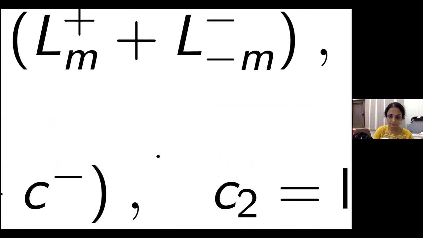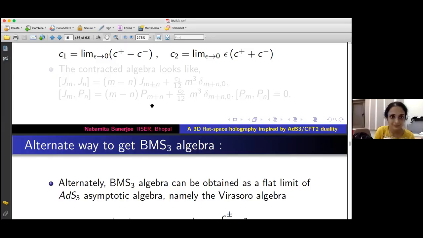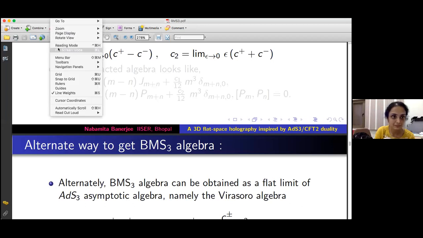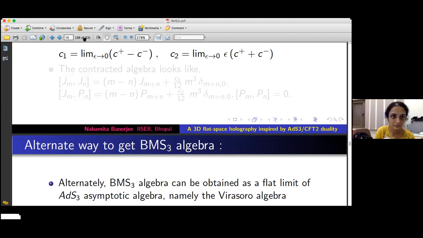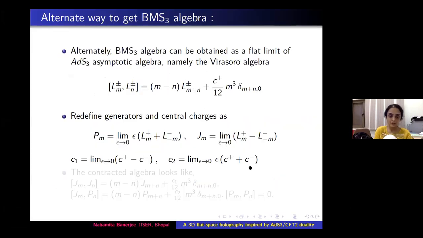What is going on? Can you guys help me? How do I minimize it? This does not work. Okay, sorry. Maybe there's a zoom out option. Sorry, I'll just share it once more. Yeah, zoom out. Let me just. Okay, I don't see anything.